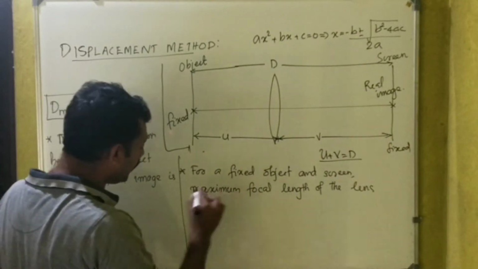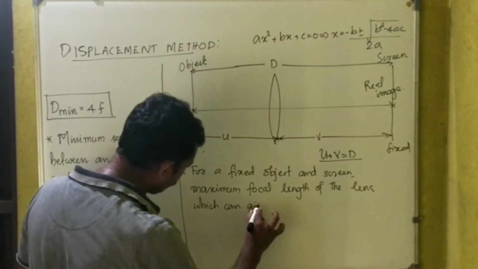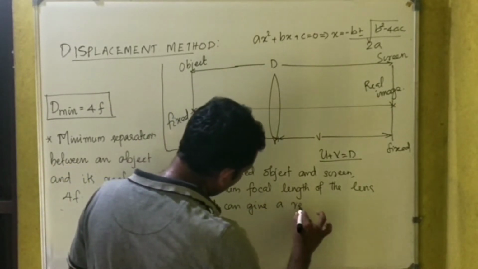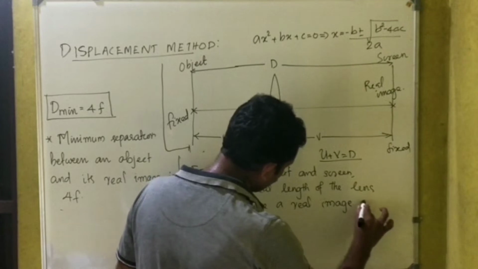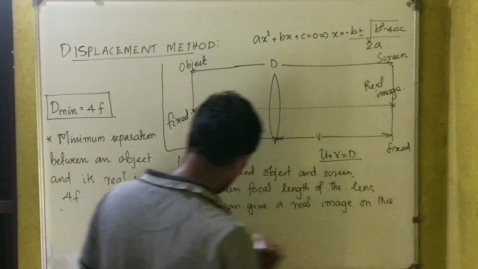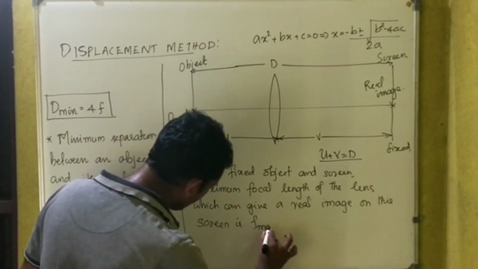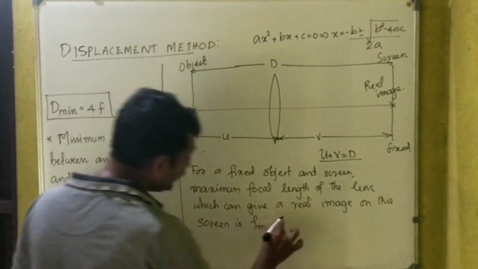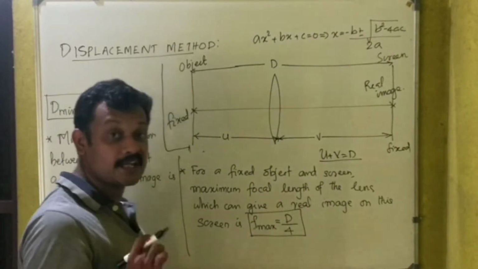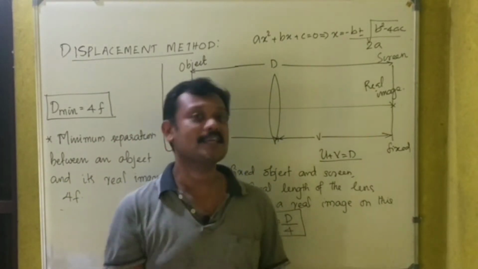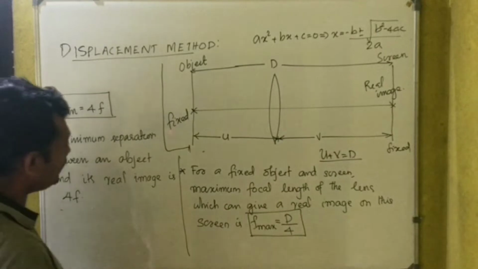And what is the maximum focal length of the lens which can give a real image on the screen? F max is equal to D by 4. In that case, the maximum focal length of the lens which can give a real image on the screen is D by 4. Ready? So these 2 points are very, very important, I tell you.